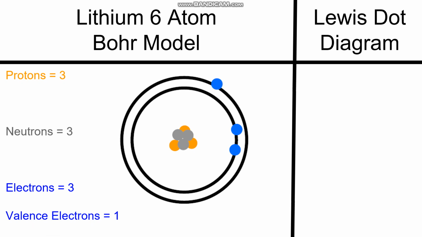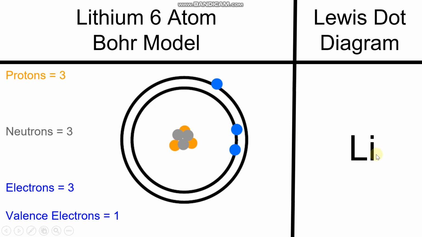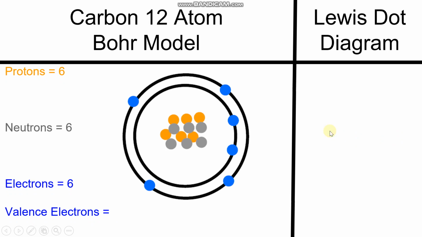Okay, and then the Lewis dot diagram for lithium is going to look a lot like hydrogen. We start with the chemical symbol for lithium, Li. And again, we're getting that from the periodic table. If you look at lithium on the periodic table, it's Li. So we start with Li, and then we just add the one valence electron. Easy enough. Okay, let's do a little bit more complicated example next. Next up, we have carbon-12.